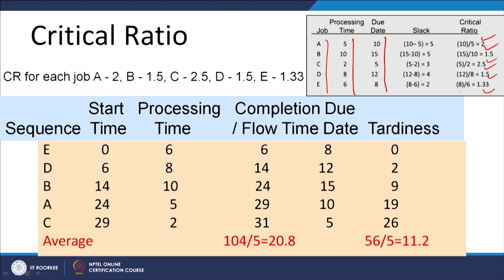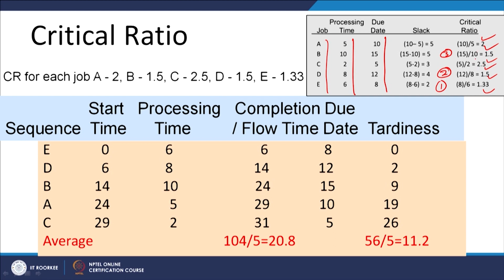So, the maximum priority is given to the job E, because of the minimum critical ratio of 1. Job E is given the top priority, then job D has second priority, then job B, also having 1.5, gets third priority, because the two have a similar critical ratio. The one with the lower processing time is taken first; that can be one of the parameters.